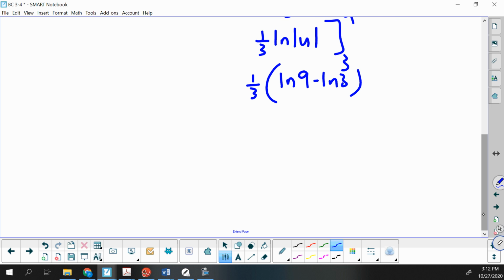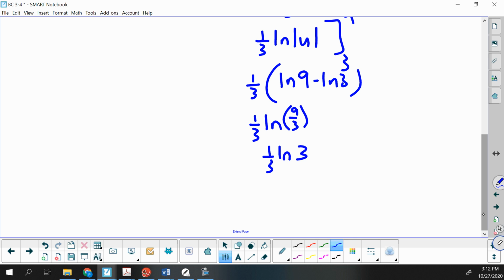Let's talk about some ways that we could simplify it, because it could be simplified differently if it's a multiple choice question. When you subtract logs, you divide the insides. So this could be written as 1/3 natural log of 9 over 3. So in other words, 1/3 natural log of 3.